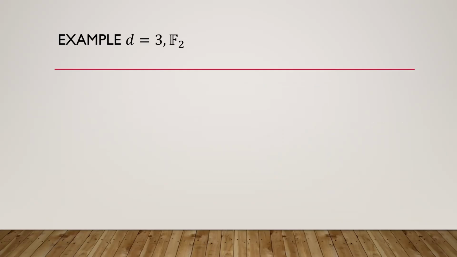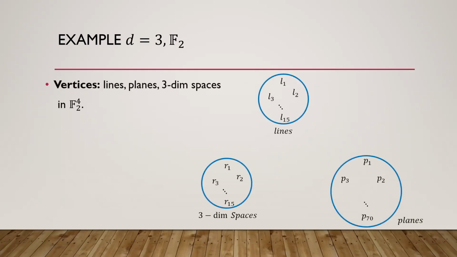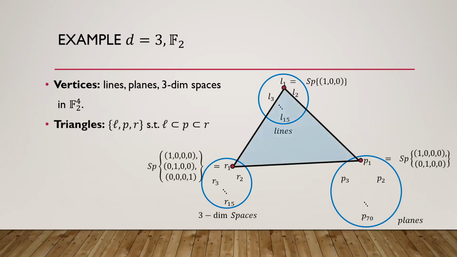So let's take d to be 1 larger. Now our vertex set will be lines, planes, and hyperplanes, or 3-dimensional spaces, in F_2 to the 4. So already there is some imbalance. You see there are many more planes than lines or 3-dimensional spaces. And as per our definition, triangles are all these triples of a line, a plane, and a 3-dimensional space, where one is contained in the other, which is contained in the other, and of course likewise for the edges.